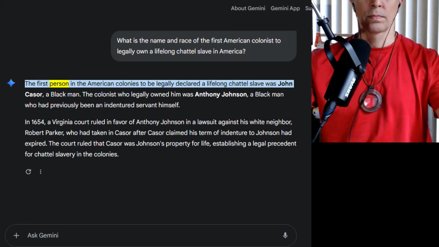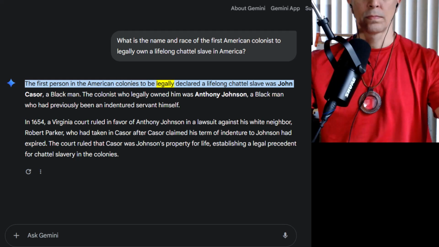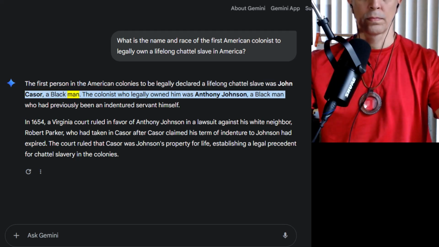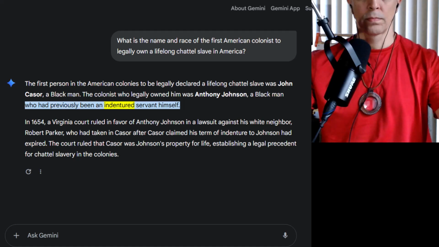What is the name and race of the first American colonist to legally own a lifelong chattel slave in America? The first person in the American colonies to be legally declared a lifelong chattel slave was John Casor, a black man. The colonist who legally owned him was Anthony Johnson, a black man who had previously been an indentured servant himself.